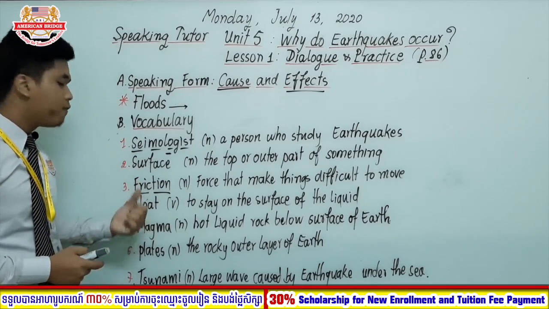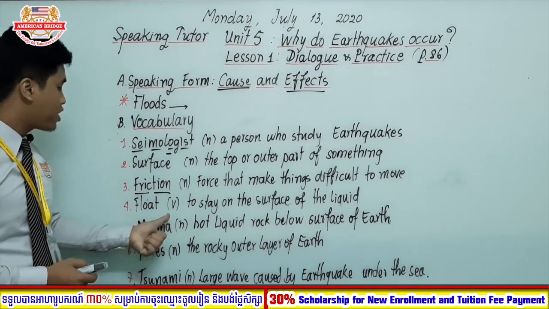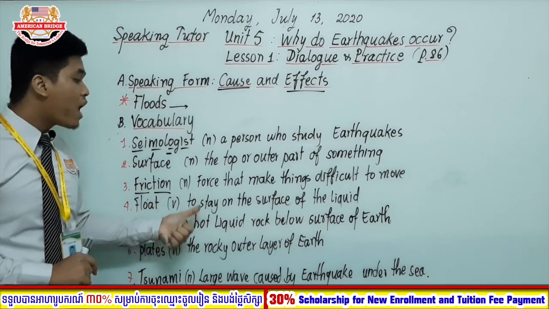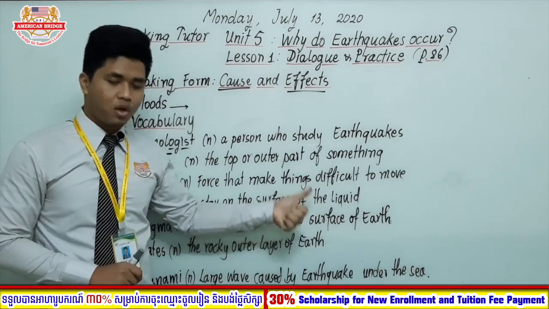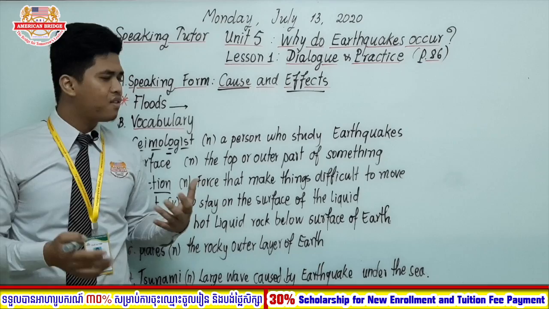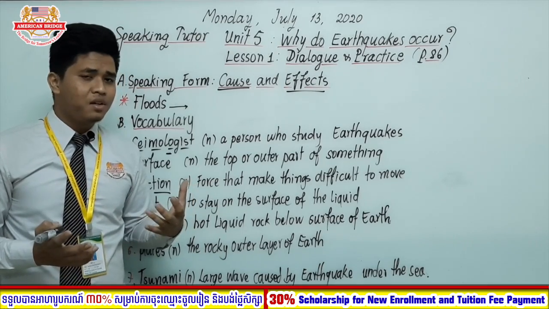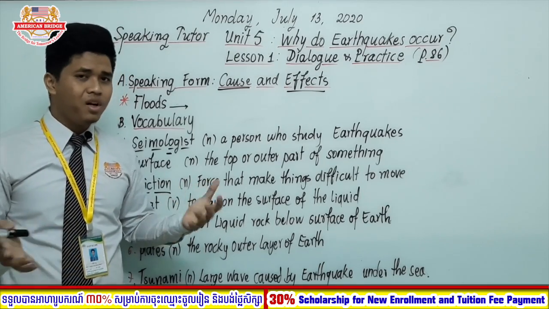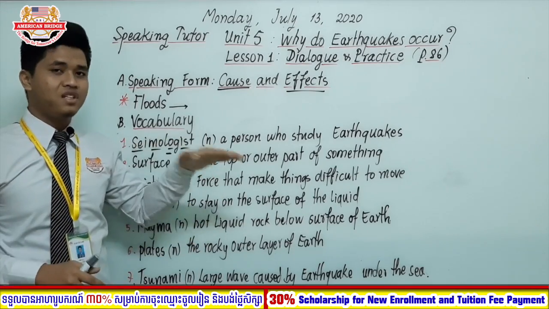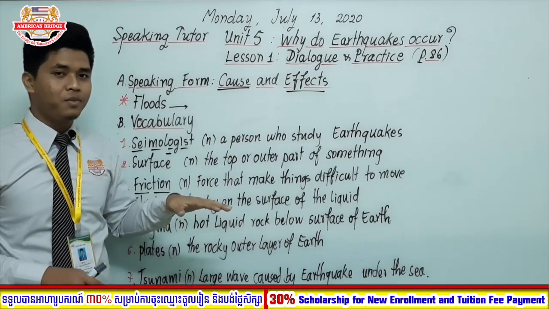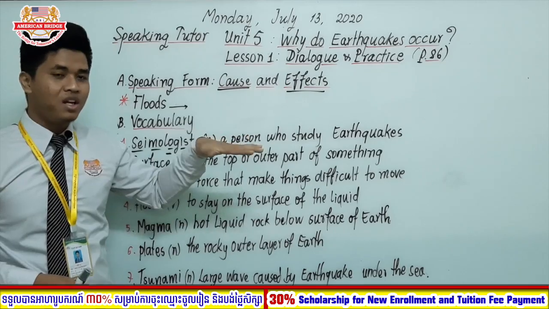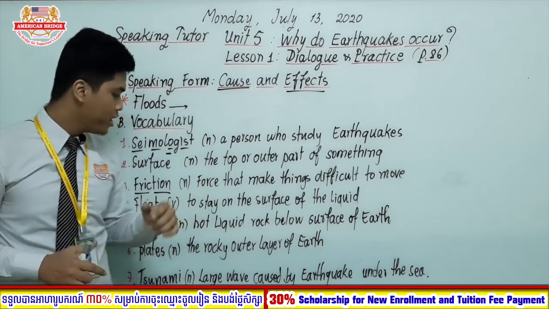Number 4, float. Float functions as a verb. If something floats, it stays on the surface of a liquid. If you go to swim in, I think we call it the Black Sea or the Dead Sea or whatsoever, people float on the surface of that sea. You cannot go down because there is something special about that sea that makes people float, and it is very salty.